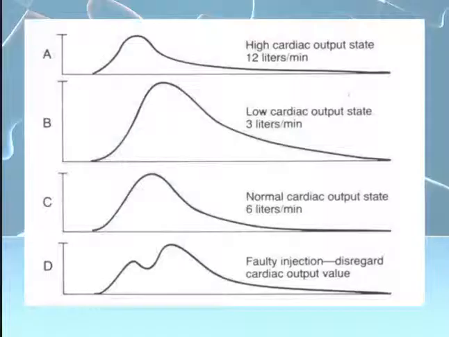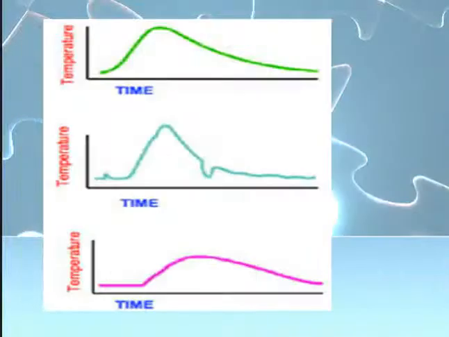In the picture, A up there is a high cardiac output state, B is a low, and C is what normal looks like, and D is a faulty injectate, like it wasn't smooth or fluent. That's what that waveform looks like. But there's also many varying versions of not right. So up again at the top, that's pretty good. It goes up smoothly, comes down pretty smoothly.